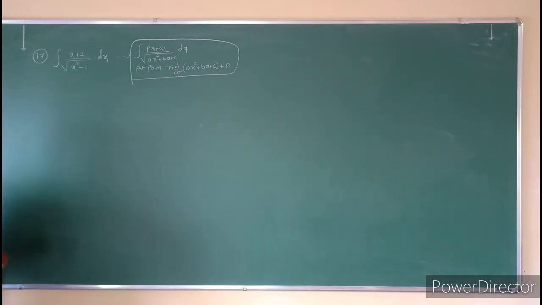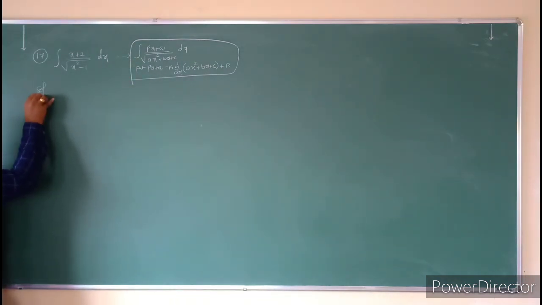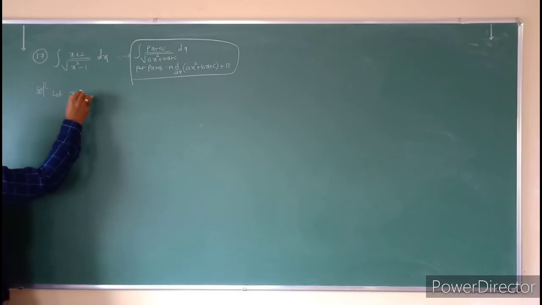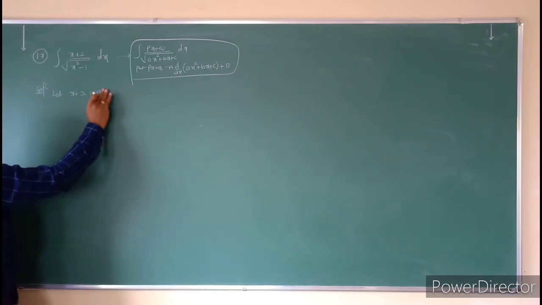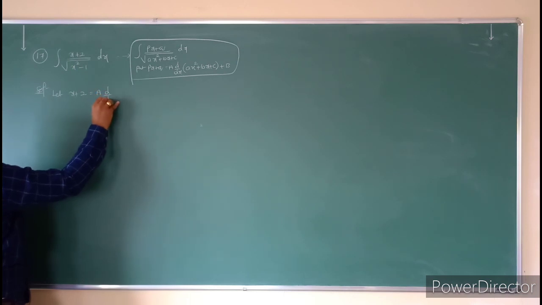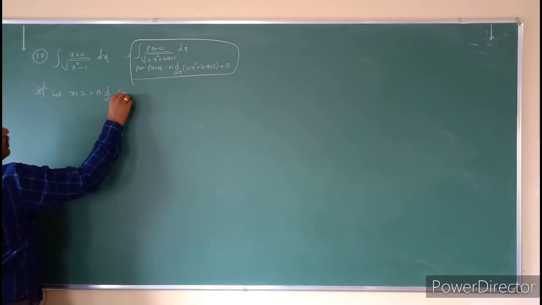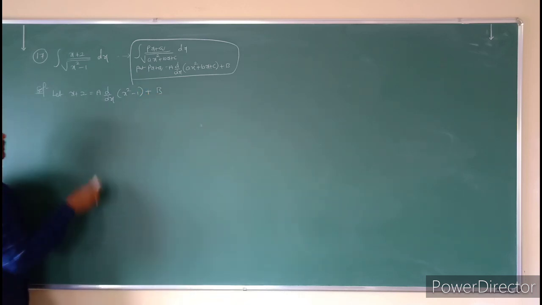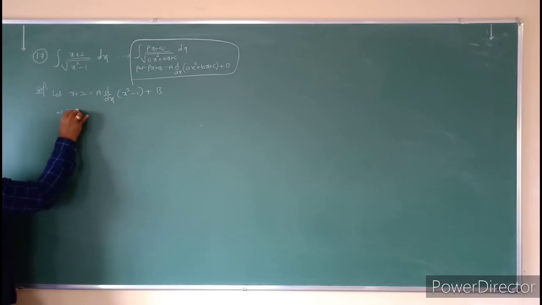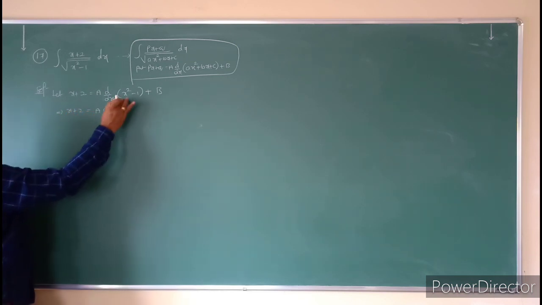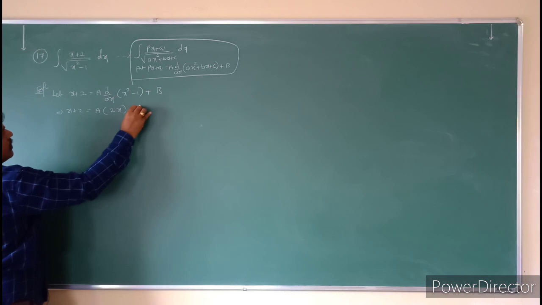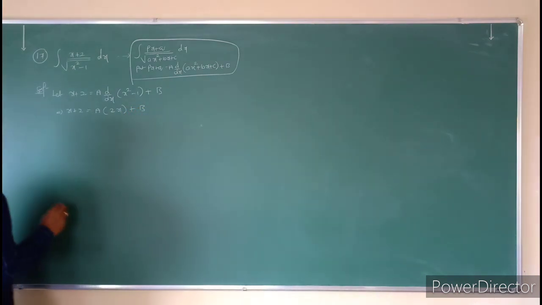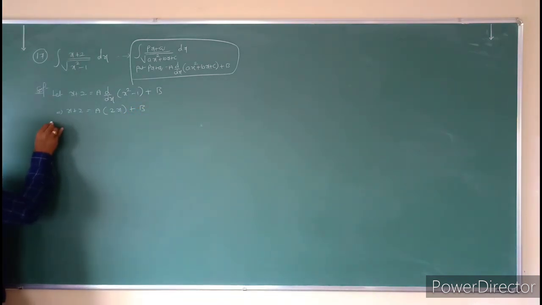So you have to take this. See the solution. First we will take that, let x plus 2 is equal to a into the derivative of x square minus 1, plus b. That implies x plus 2 is equal to a into the derivative of x square minus 1, which is 2x, plus b.